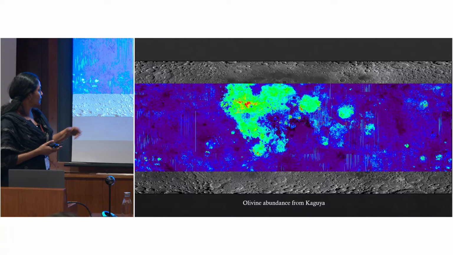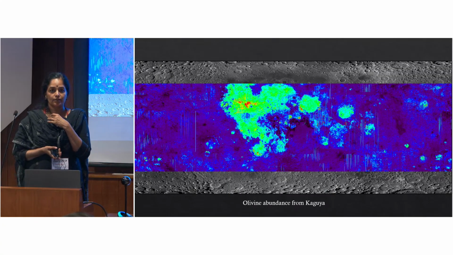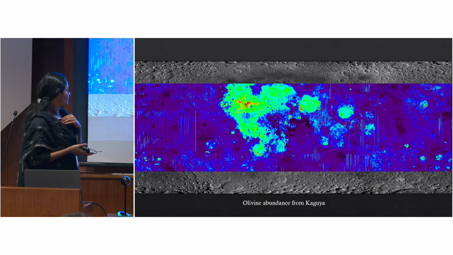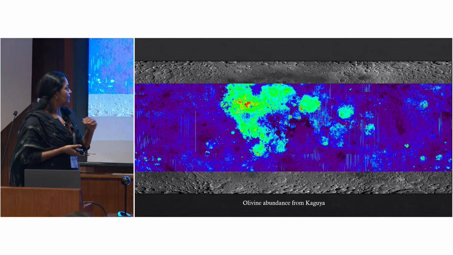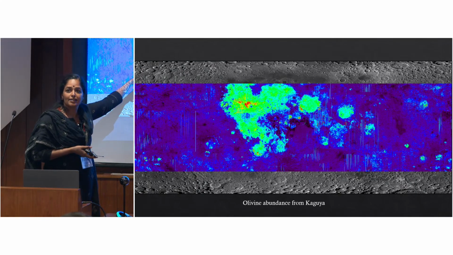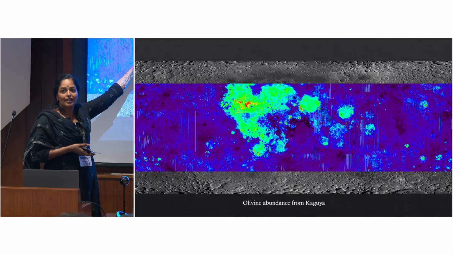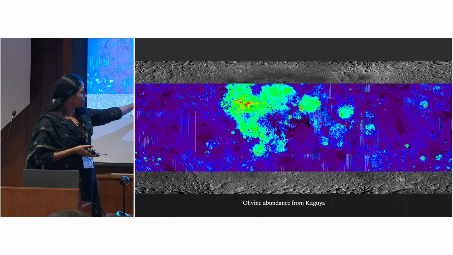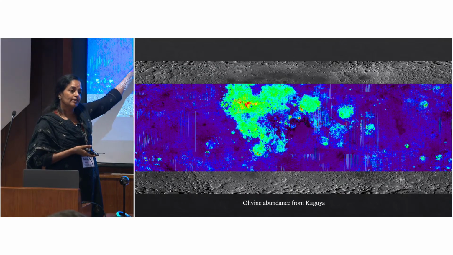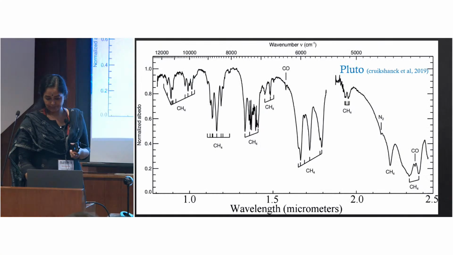So like this, for example, this is from Kaguya. Kaguya is the Japanese mission that was in 2009. They have mapped the abundance of olivine on the moon. This is in a cylindrical projection. So when you do such projections, you don't go above 75 degrees. So that's why the cutoff there. And you can see these large basins on the near side have a lot of olivine, whereas on the far side, it's very less.